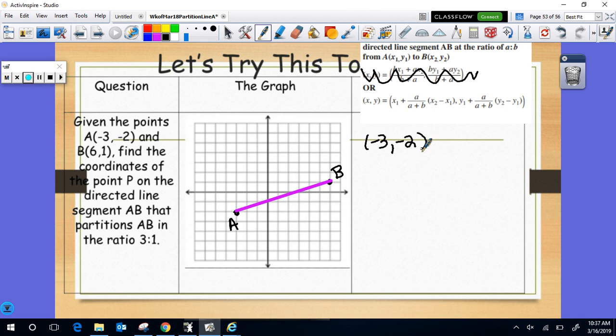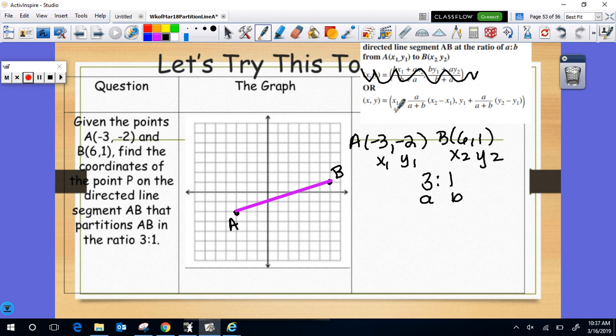-3, -2. That's A. And then we always go from A to B. So make sure you label this x1, y1. That's A. And then to B, 6 and 1, x2, y2. Okay, and then the ratio is 3 to 1. Call this A, call this B. Always make sure you get this stuff right. And label. If you label, you are going to get this right every single time.